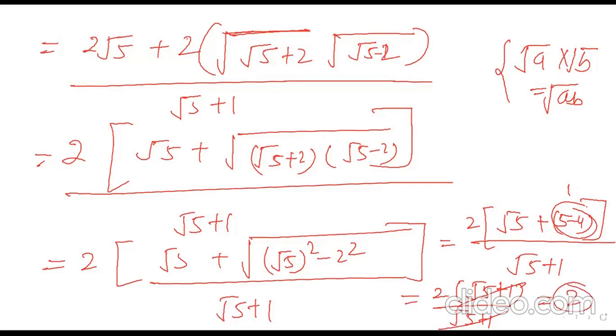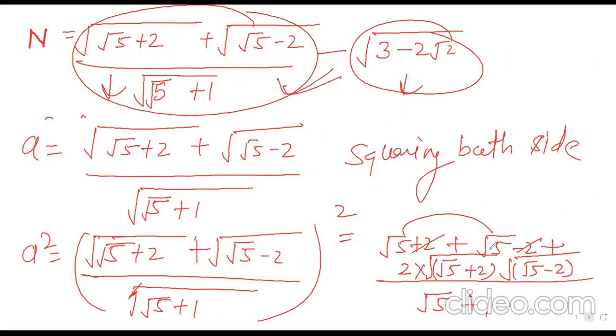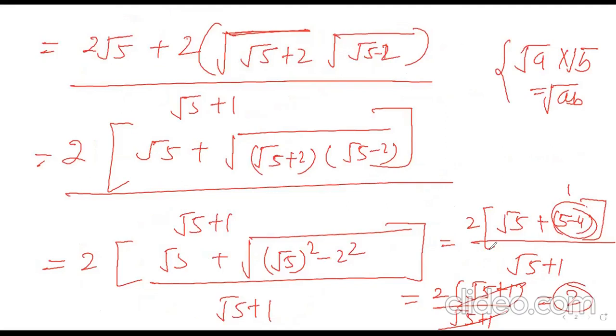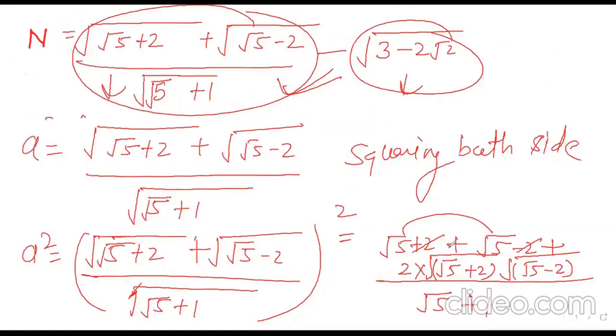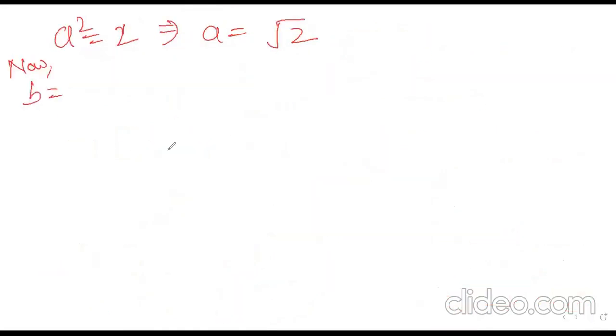Means first term after simplification, this one, we will get the answer of a square there. So a square you will get root 2. Simply then a you will get root 2. Definitely there will be plus minus, but I am taking right now plus, because I am taking that a will take only positive signs. Now b, you will take, now this question is quite lengthy. b you will take the second part, this one. So square root 3 minus 2 root 2.